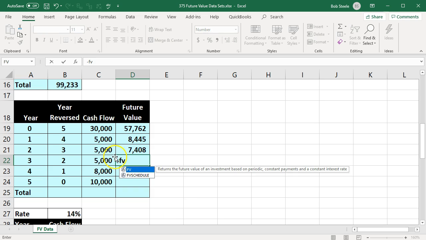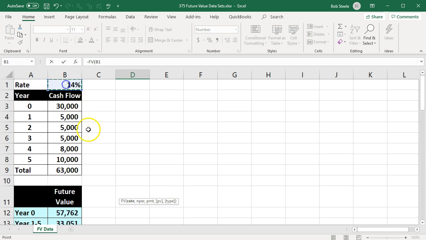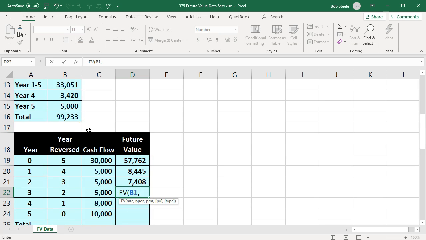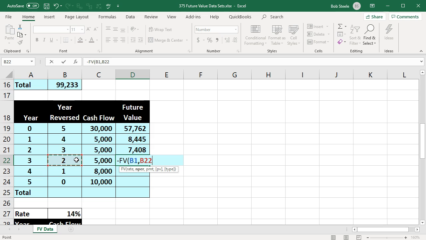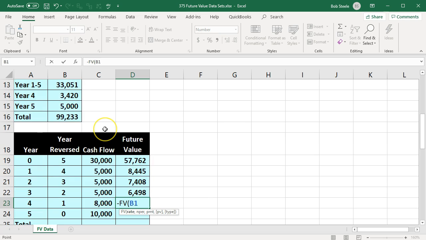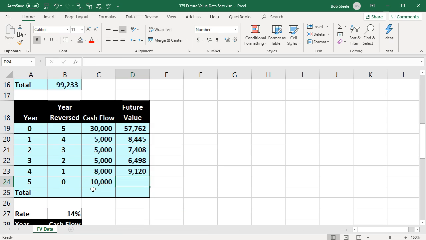Negative future value, double click the future value, rate is up top, comma, number of periods is now 2. So we're in year 3, 2 periods to year 5, and then comma, 0, comma, and 5,000. Negative future value, double click, rate 14%, comma, number of periods now 1, comma, payment 0, comma, present value is the 8,000. Okay, there we have it.